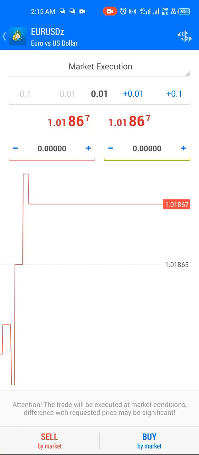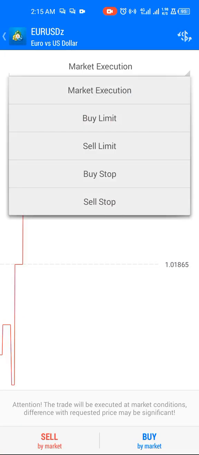So there's market execution, there's buy limit, sell limit, buy stop, and sell stop. So there are 5 types of orders here. Market execution means to buy immediately at where the price currently is. Buy limit is to buy when the price falls down to a certain price. So you want to buy cheaper than the price is right now.